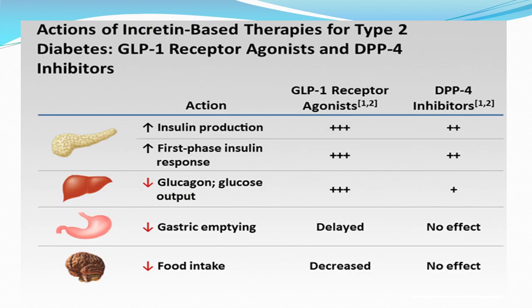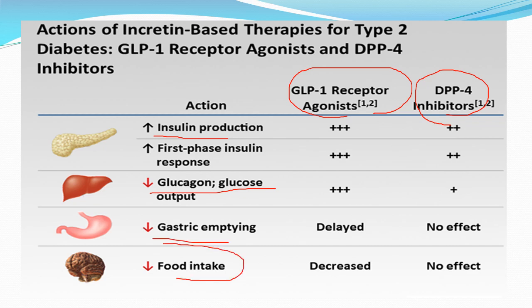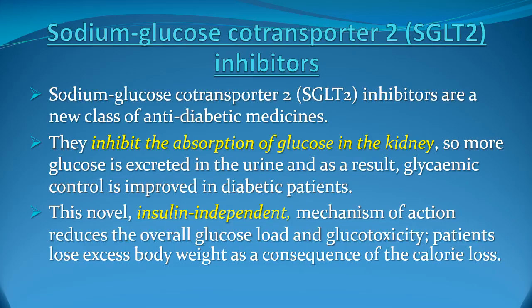This is another table which shows the combined beneficial effects of the incretin-based treatment for both the glucagon-like peptide receptor agonist and the dipeptidyl peptidase inhibitor. On the pancreas, they promote insulin secretion, and on the liver, they suppress gluconeogenesis, they delay gastric emptying, and they also act on the satiety center.